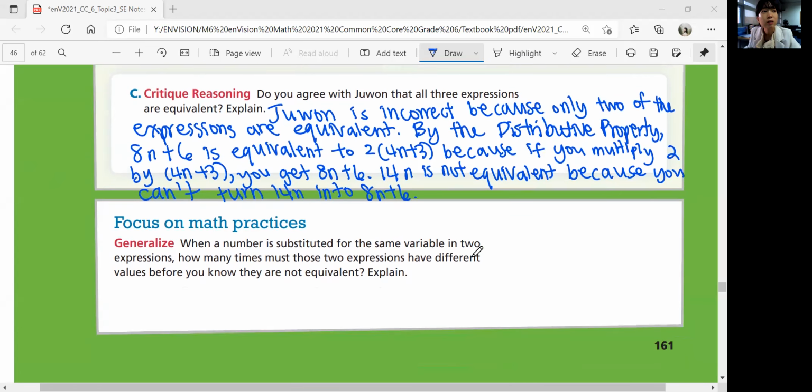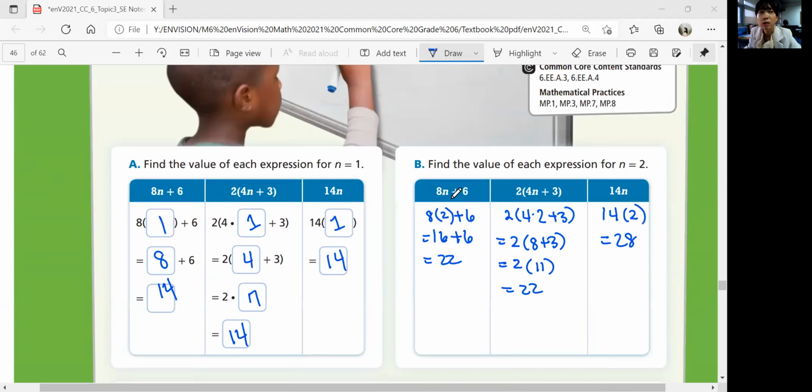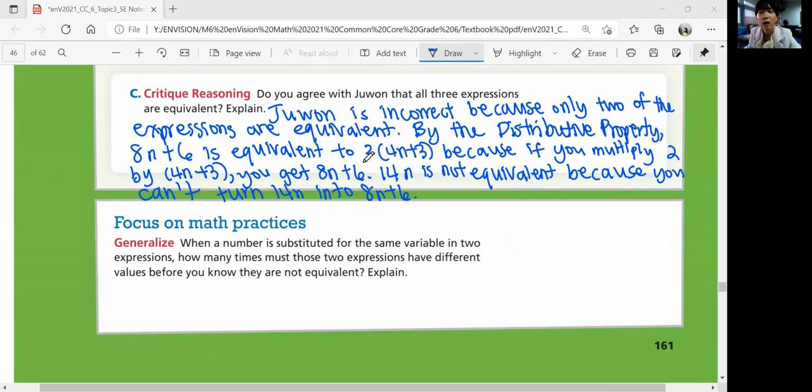Focus on math practices. When a number is substituted for the same variable in 2 expressions, how many times must those 2 expressions have different values before you know they're not equivalent? Explain. Okay. So substituting means substituting a number like this, right? If a variable is equal to a specific number, what is the value, right? That's when a number is substituted for the same variable in 2 expressions. How many times do you think the 2 expressions have different values before you know they're not equivalent?